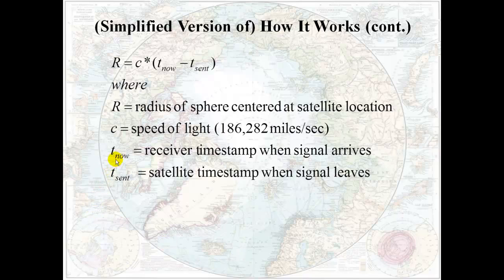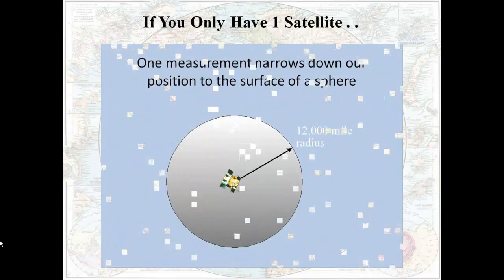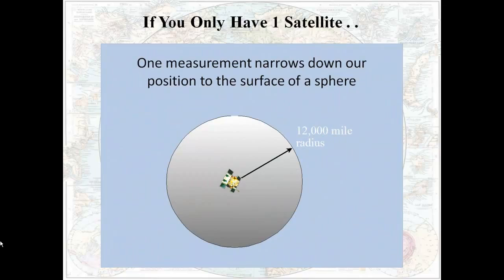T now is when we get the signal. T sent is when the satellite sends it. It includes timestamp information in the signal that says I'm sending this signal right now. Okay, so if we have one satellite out there and we get it after a certain amount of time, we know that the radius of that signal in a spherical way is, let's say, 12,000 miles. Okay? So if we get something in a certain amount of time that says it's 12,000 miles, we know that we're somewhere 12,000 miles away from the satellite on the surface of this sphere.